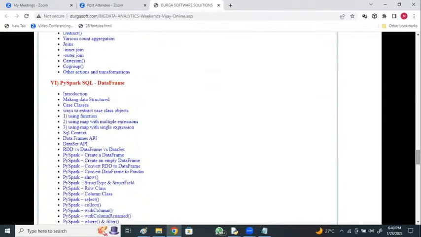Okay. And what about Delta Live Tables? No, that is not covered here. Okay, thanks. Any other queries, anyone?